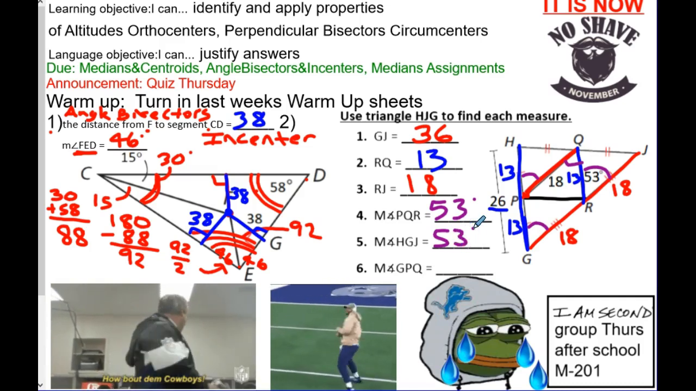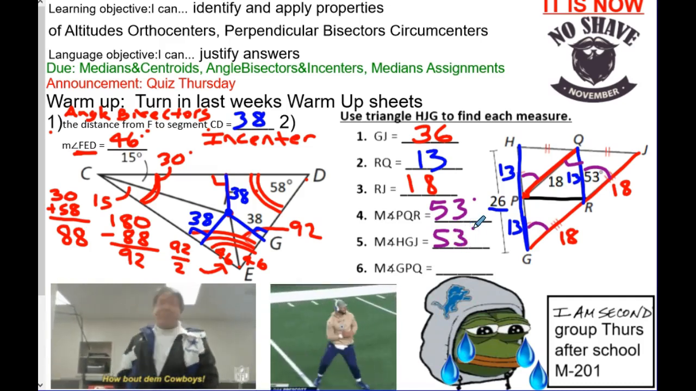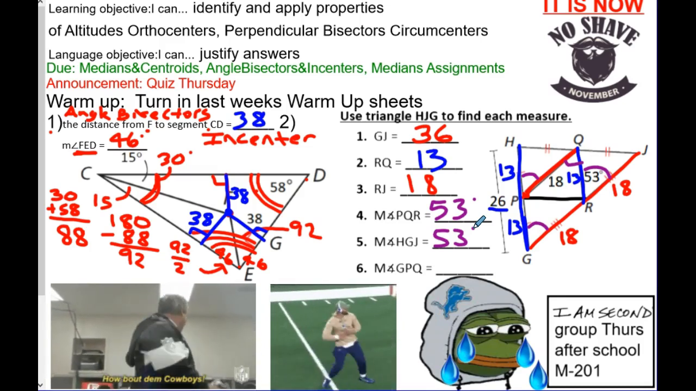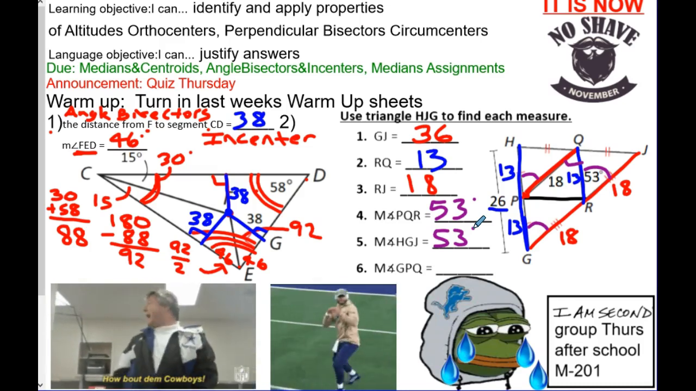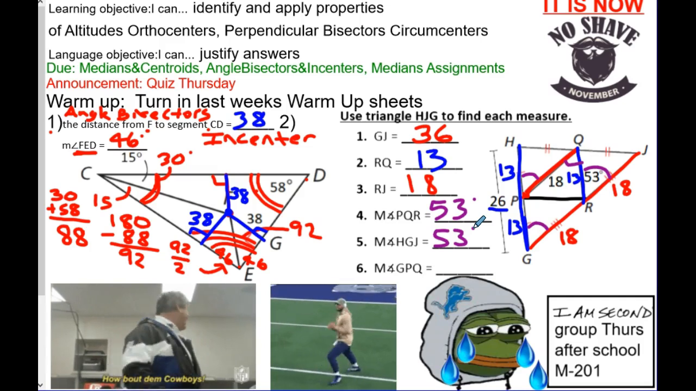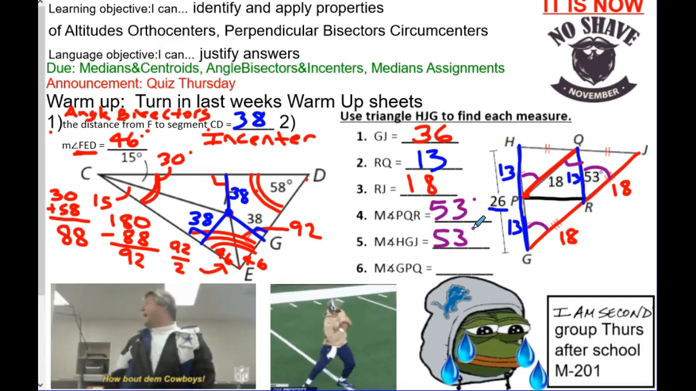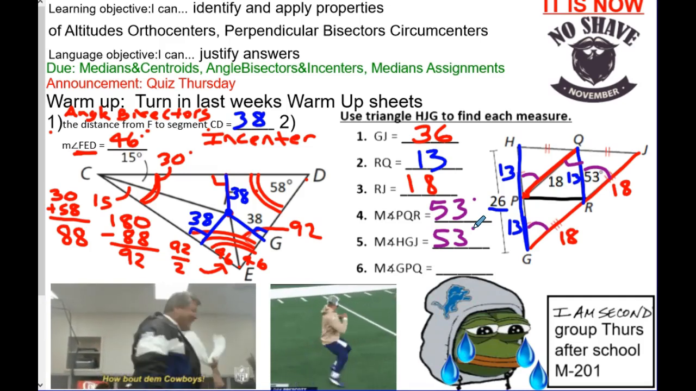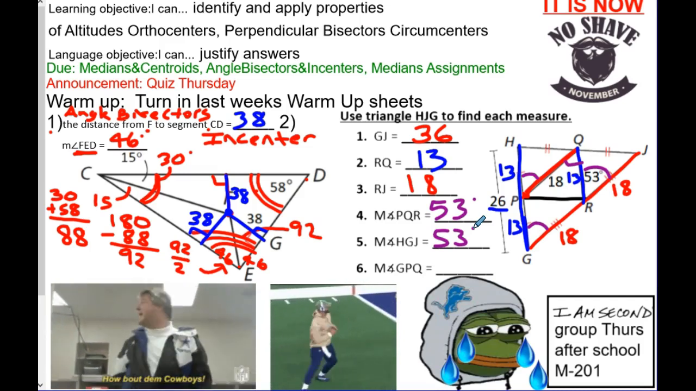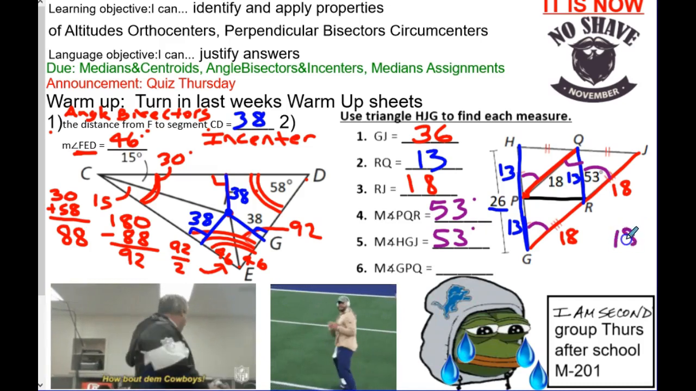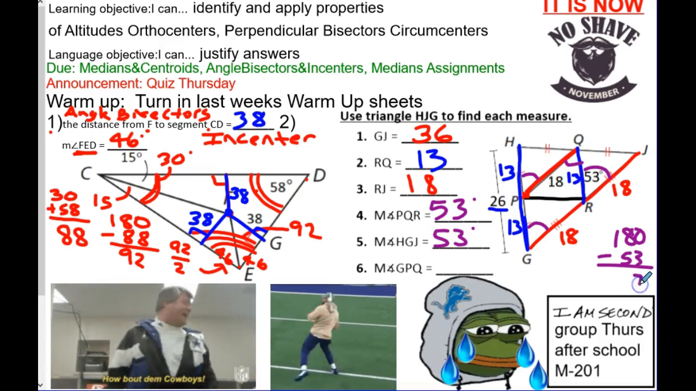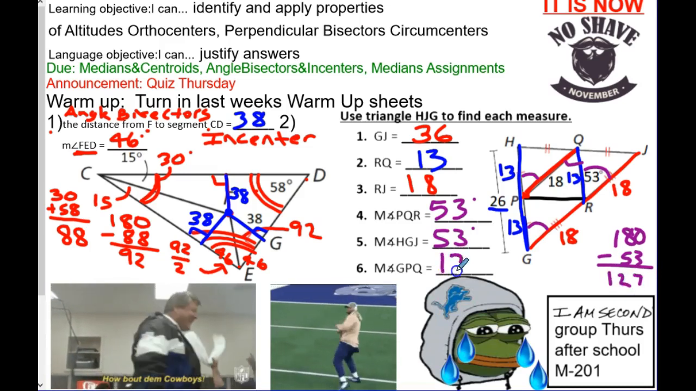But this last one, check it out. GPQ is an obtuse angle next to 53. Right, so it's a linear pair, it's supplementary, it adds up to how many degrees? Straight line is how many degrees? 180, right? Straight line is 180, right? So if this is 53, to figure out the other one, I subtract it from 180. So what's 180 minus 53? 127 degrees, okay?